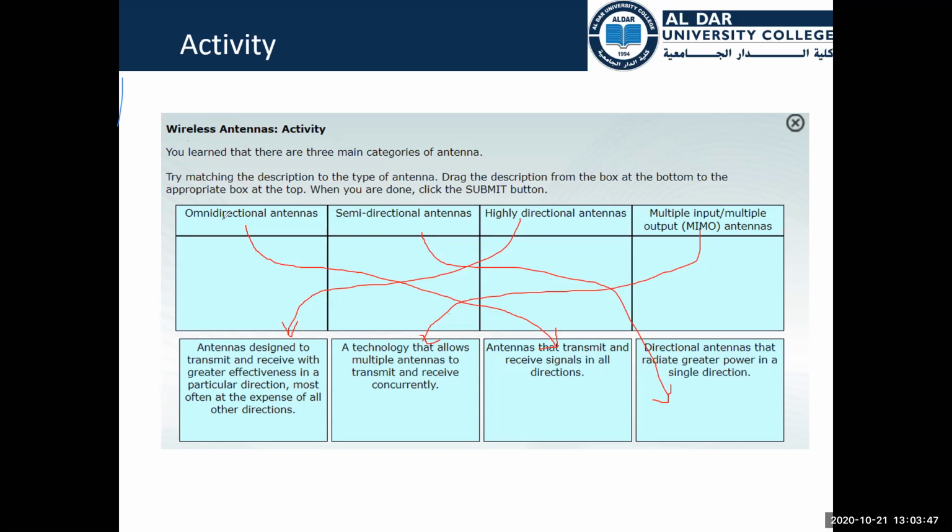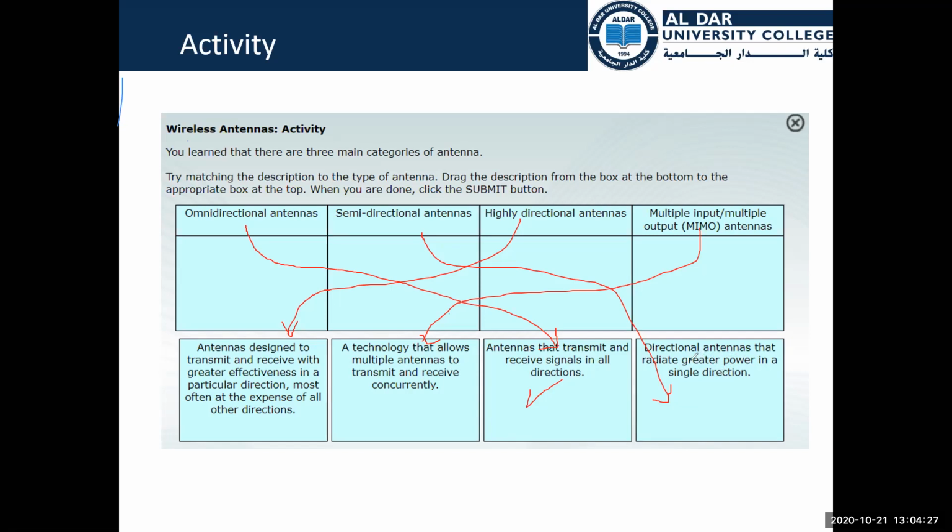Omnidirectional is in all directions. Highly directional is one very specific direction. And here comes the something between them. Semi-directional is not highly directional, and is not omnidirectional. So let me revise with you. Maybe I have a mistake. So the antenna that transmits and receives signals in all directions. This is correct. This is omnidirectional. And for directional antennas that radiate greater power in a single direction.